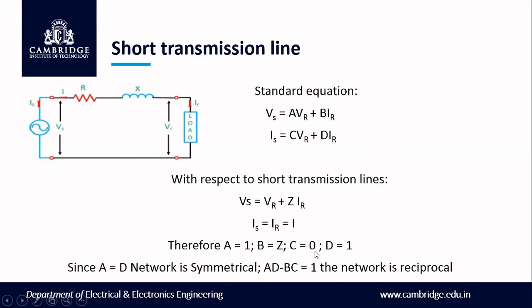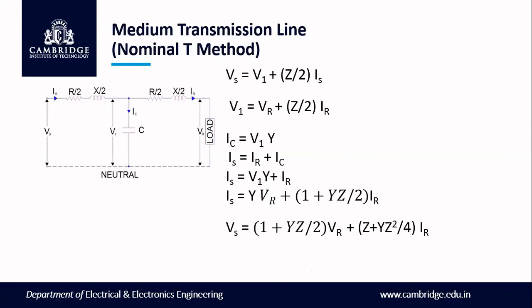Now in this we can see that A is equal to D, so the network is symmetrical. Now similarly AD minus BC, if you solve, you'll be getting the expression as 1. So that is why the network will be reciprocal.